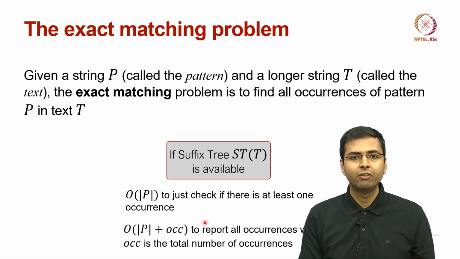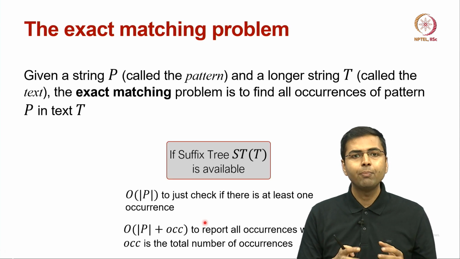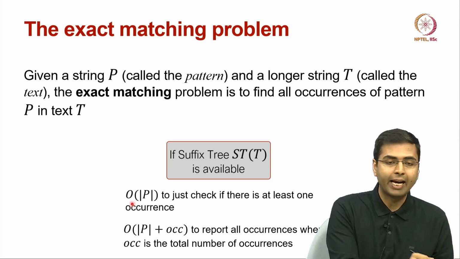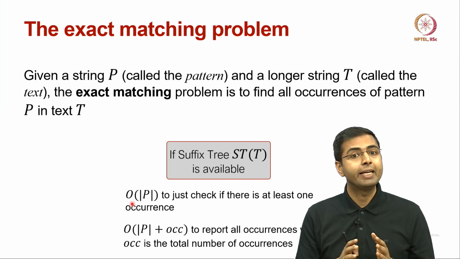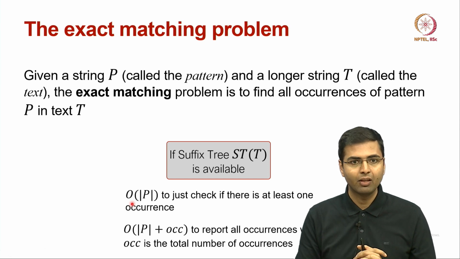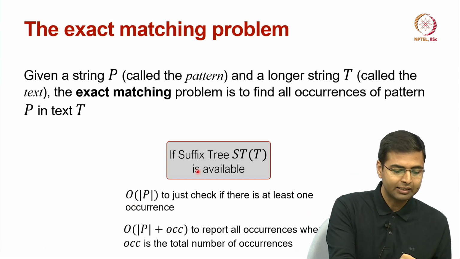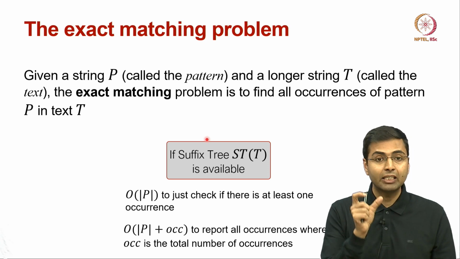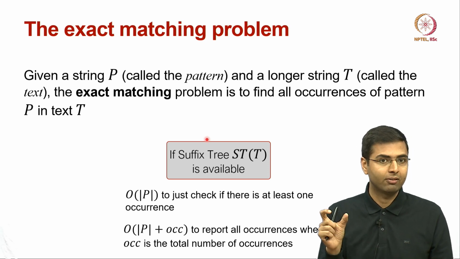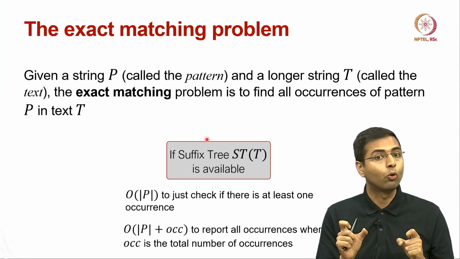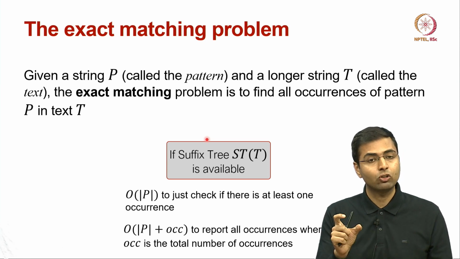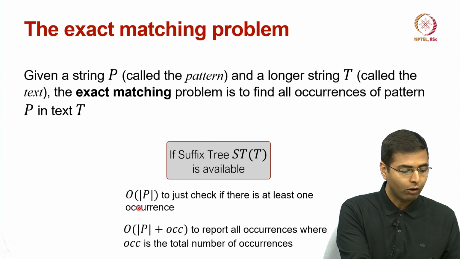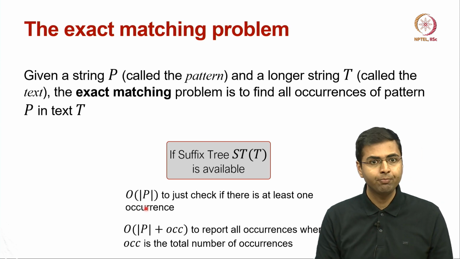The topic of today, the suffix tree, will enable pattern matching in order p time, that is, the run time will be independent of the text t. If we assume that the suffix tree of the text is already available, pre-computed in the pre-processing stage, and I just want to know whether the pattern occurs in the text or not, a boolean yes or no answer, then solving that only takes order p time using the suffix tree.